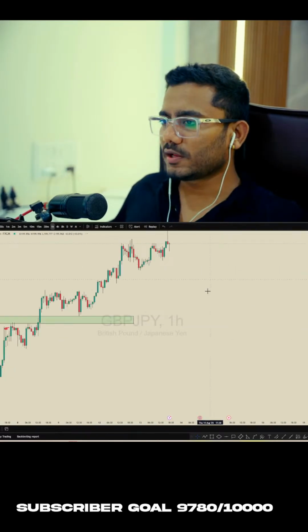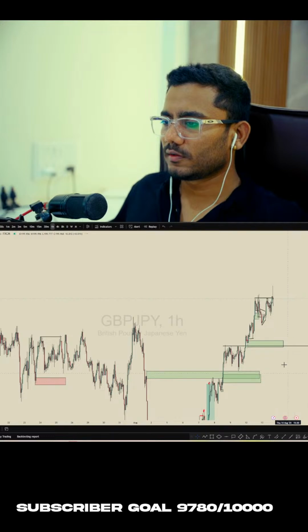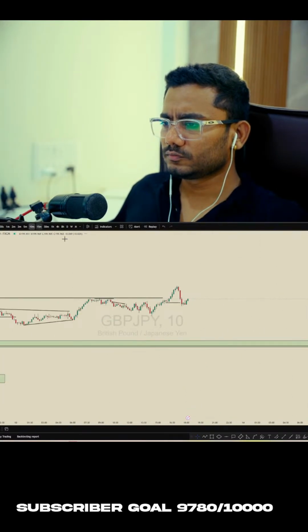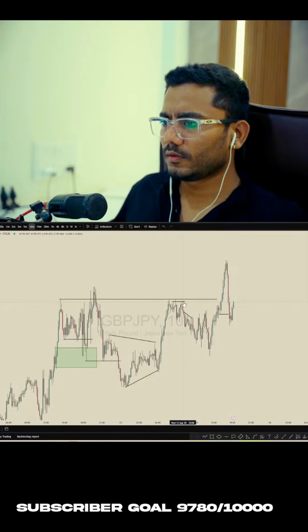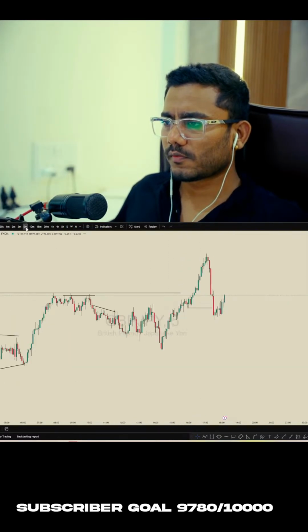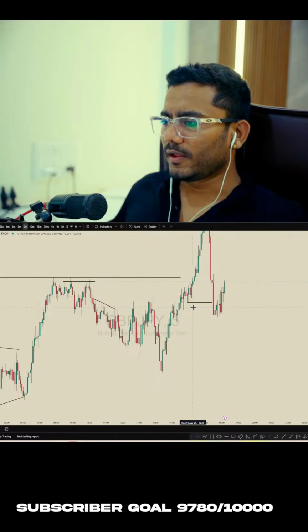On GJ, I was trying to sell here. But price did not follow through here. Now it has broken the structure.